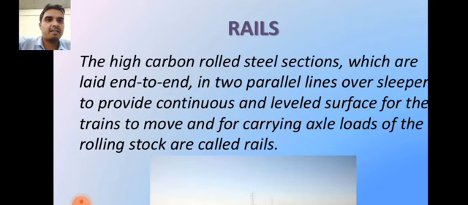Today my topic is rails. So first of all, let's discuss what a rail is. The rail is a high carbon rolled steel section, laid end to end in two parallel lines over the sleepers on a level surface, for the train to move, carrying the axle load of the rolling stock. These are called rails.